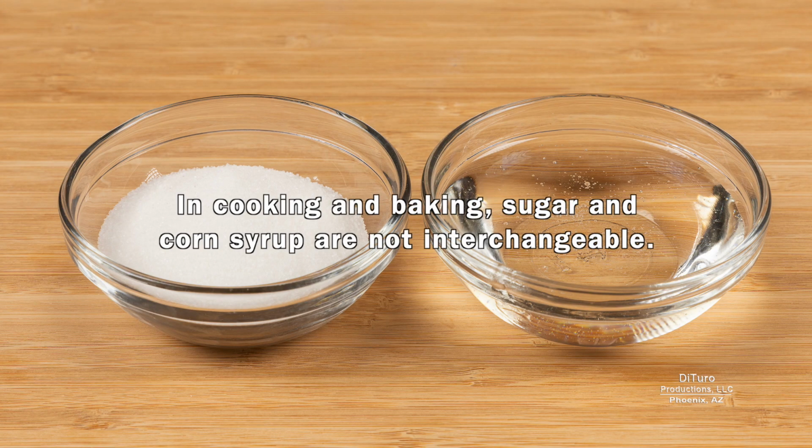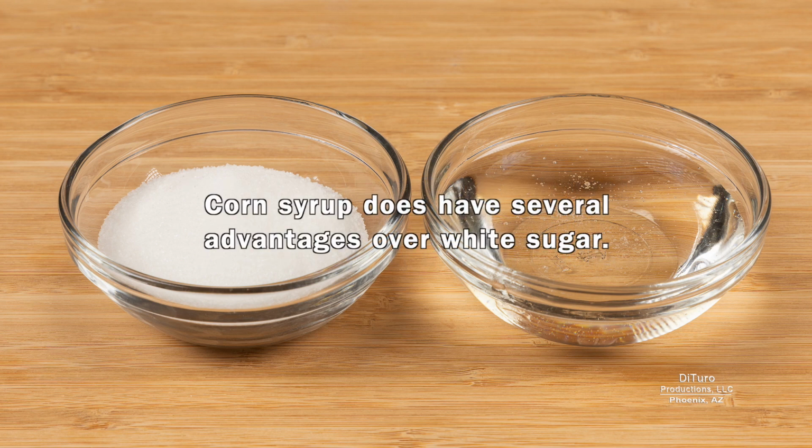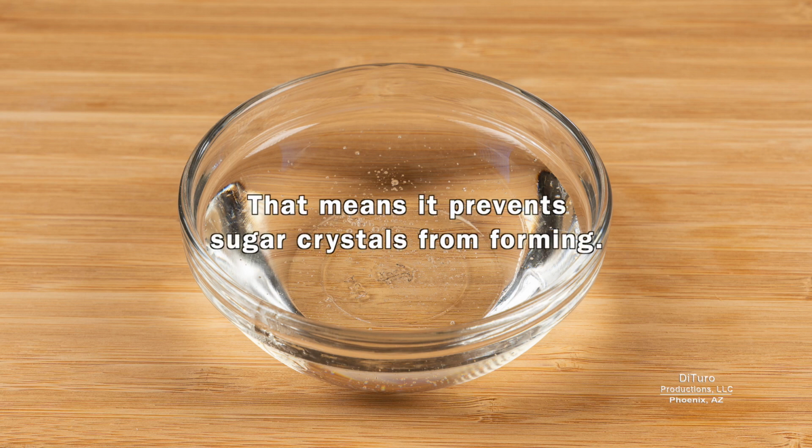In cooking and baking, sugar and corn syrup are not interchangeable. 1/4 cup of sugar weighs about 40% less than 1/4 cup of corn syrup. Corn syrup does have several advantages over white sugar. Corn syrup is an invert sugar. That means it prevents sugar crystals from forming.